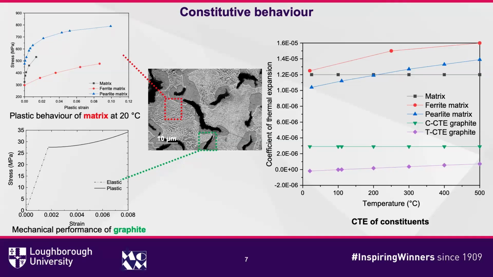The graphite inclusions are a soft but brittle material, and here is the stress-strain curve for that. On the right-hand side are the different coefficients of thermal expansion. The upper three curves are the matrices, and the graphite is at the lower level. The matrix coefficient of thermal expansion is 10 times larger than that of the graphite, so the matrix will expand significantly more than the graphite inclusions.